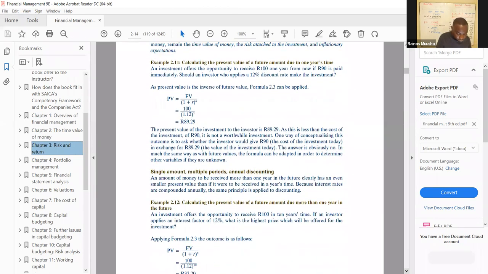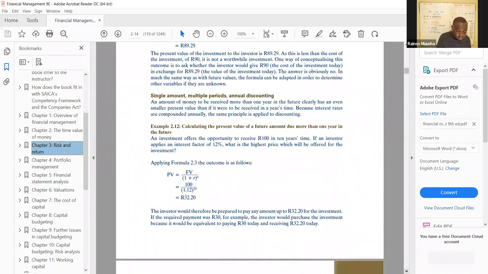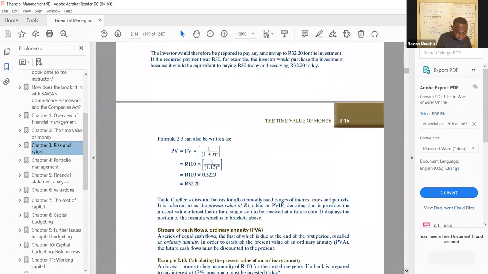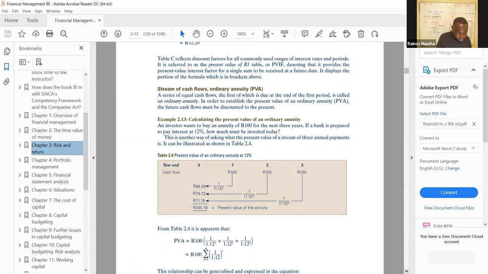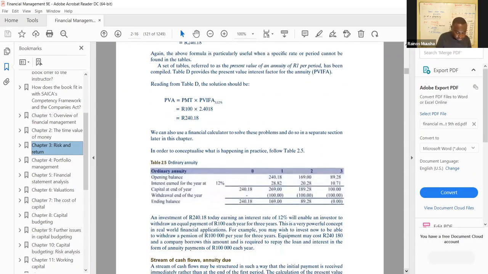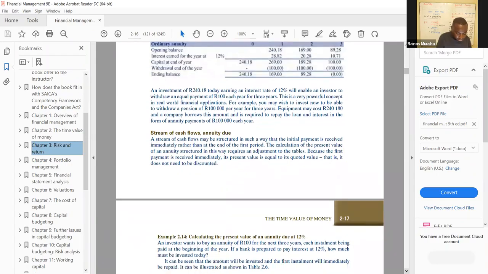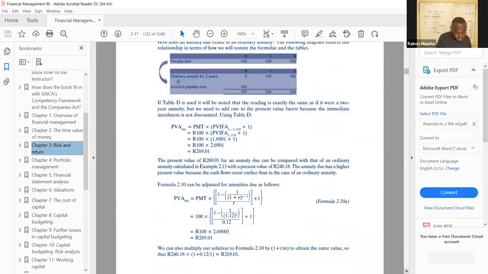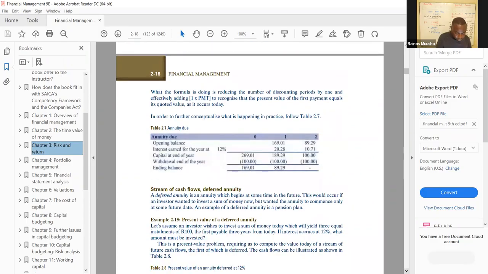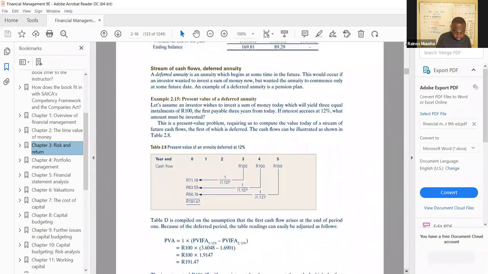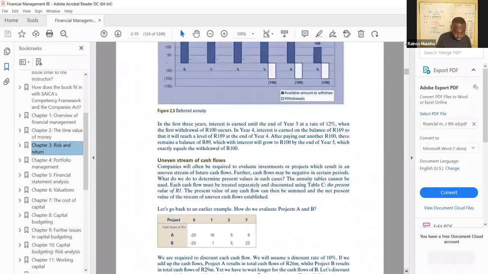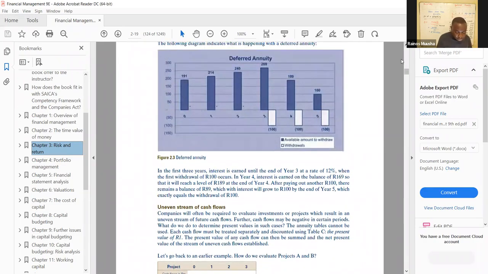So for single amounts, we've looked at exactly how to find the present value, because everything is still the same. You enter what is given, and then you ask the calculator to calculate for you what is being asked for. So ordinary annuity, the present value of the cash flows, we have already looked at it. Then annuity due, the present value of the annuity due, we have already looked at it as well. Deferred annuity, we have already looked at it as well. So in the next section, we are now going to be looking at uneven streams of cash flows.